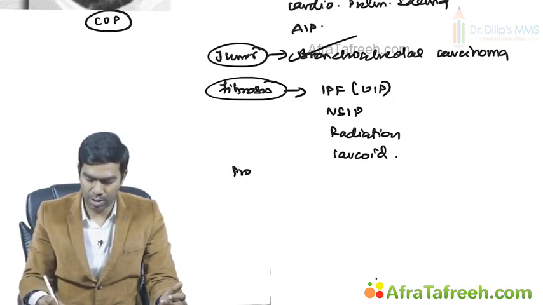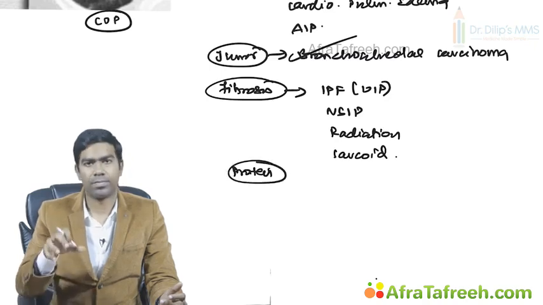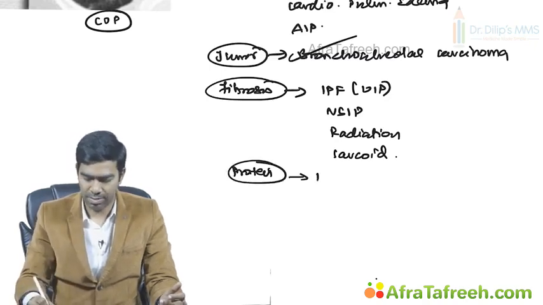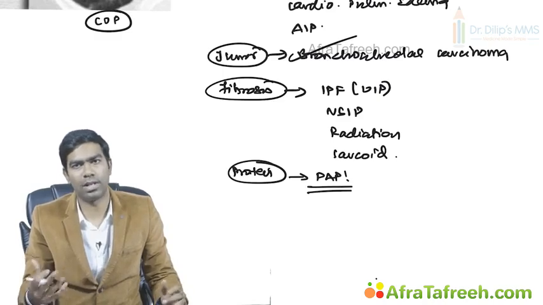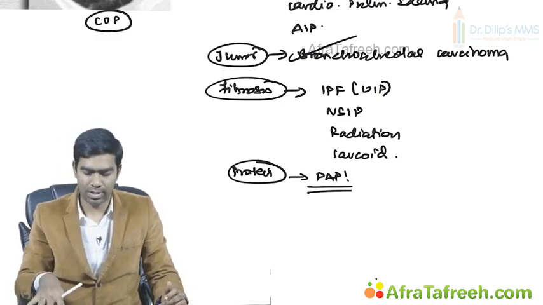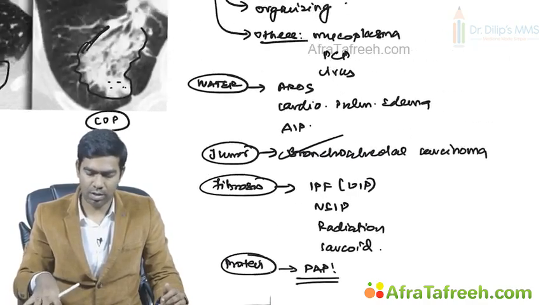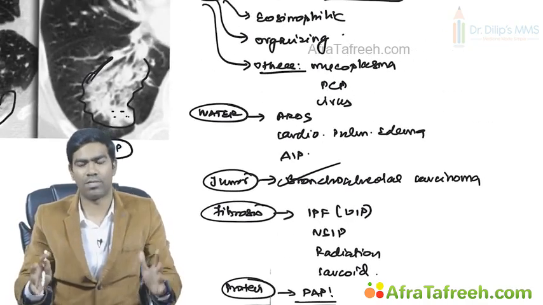For example, a protein filling the alveoli. That happens in PAP, pulmonary alveolar proteinosis, where the surfactant fills the alveoli because of poor clearance and increased production. So these are some of the important causes of consolidation if you want to know. So this is alveolar filling, that's it.